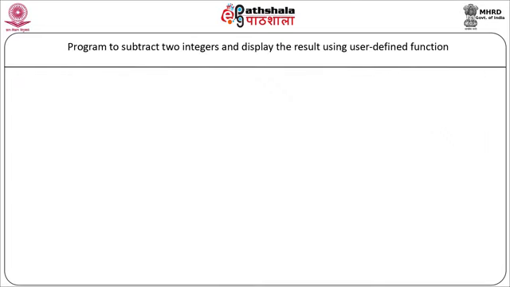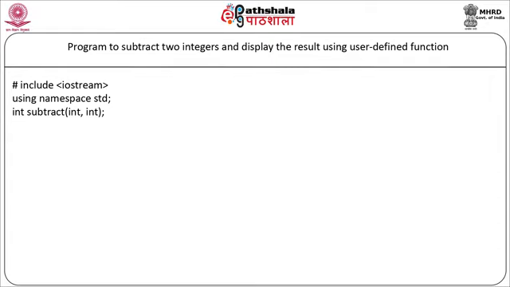Now let us see a program to subtract two integers and display the result using a user defined function. We will start with our program: hash include iostream, using namespace std. Here we are going to write a function prototype for the function subtract, where int is the return type, subtract is the name of the function, in brackets int comma int, semicolon. Now this is a function prototype or the function declaration. So variable names in the parameter list are not supplied, only the data types are given.